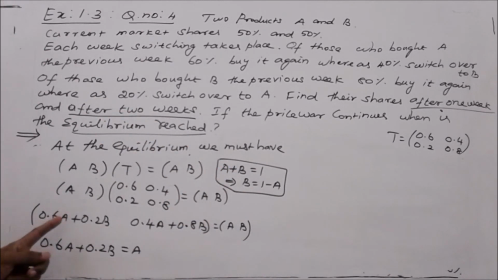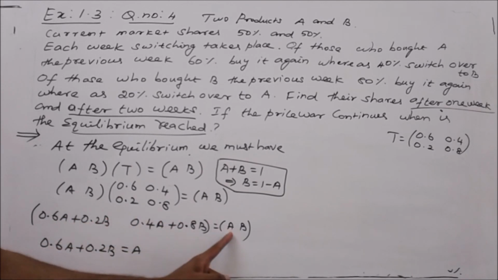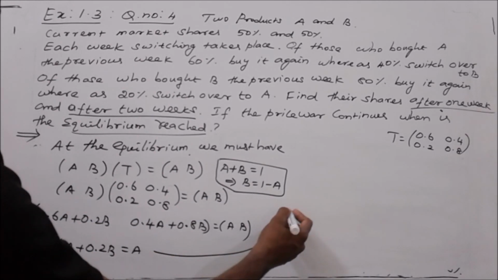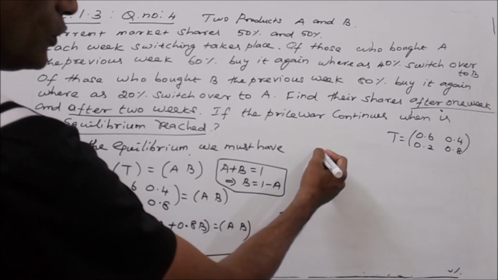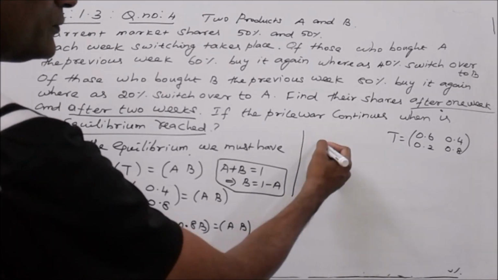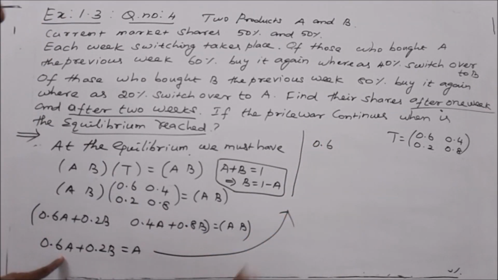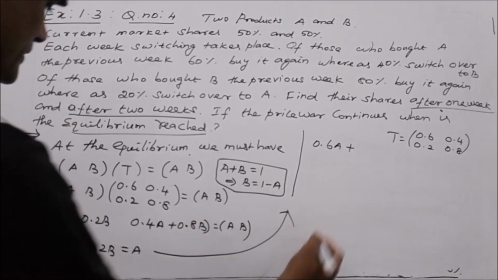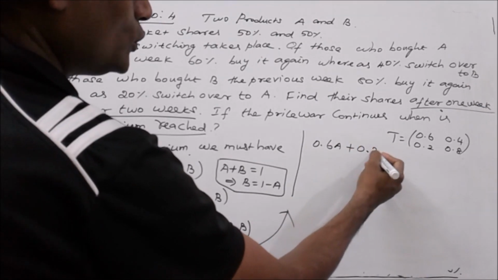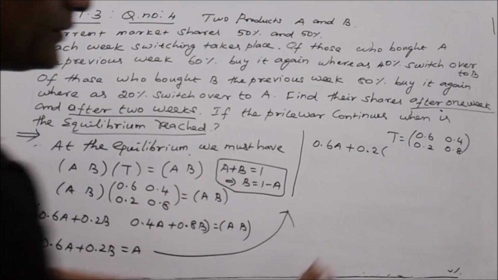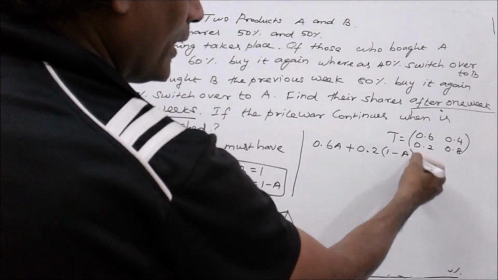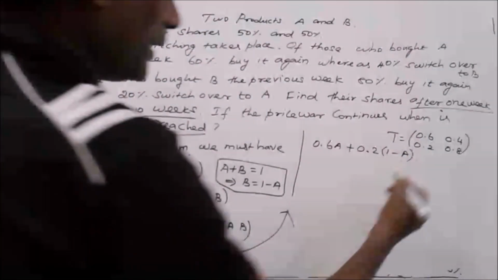Right. Now, I am taking only the first equation, 0.6A plus 0.2B equal to A. Now, substituting B as 1 minus A in this, we have 0.6A plus 0.2 into 1 minus A, that is equal to A.